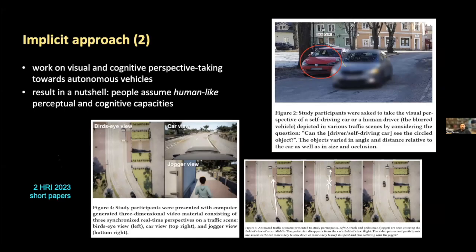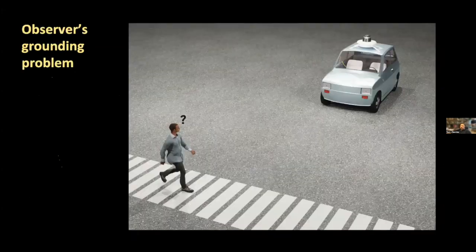And they also assumed that self-driving cars had human-like cognitive capacities like object permanence, for example. Okay, I'll move on quickly. So this is then what I call the observer's grounding problem, which is of course related to the symbol grounding problem. In this case, the problem is not with the AI as such.